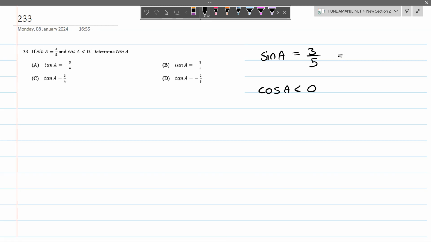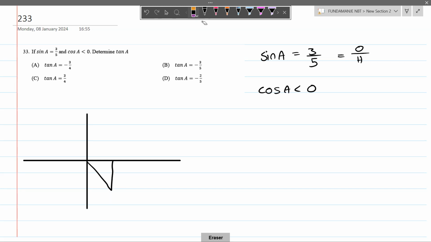Now we know sine A is opposite over hypotenuse. So if we were to draw our triangle for this example, we would have the following right angle triangle, one with a hypotenuse of 5 and an opposite side of 3. But in which quadrant do we draw this triangle? Because we have 4 options. It can either be here, or it can be there, or it can be in the 3rd quadrant, or lastly it can be in the 4th quadrant.